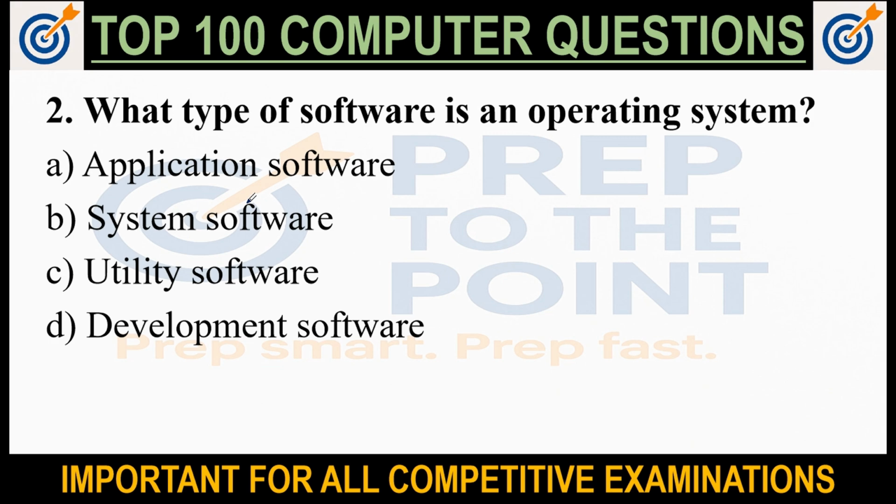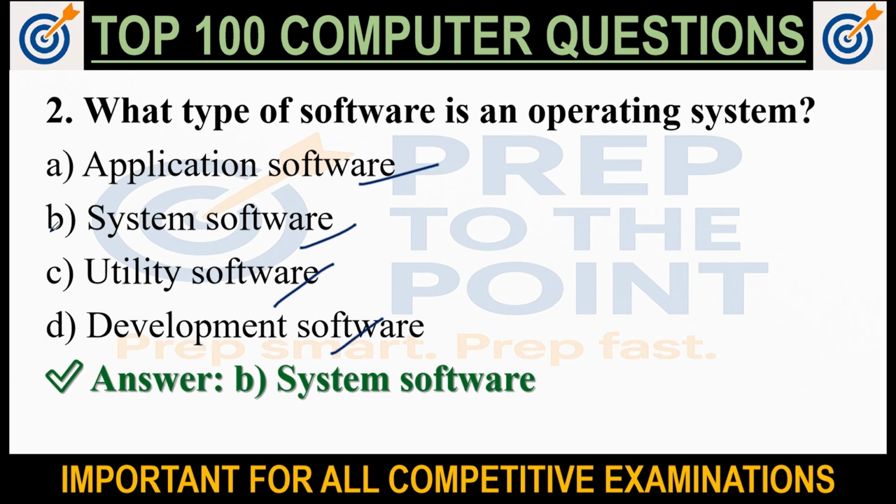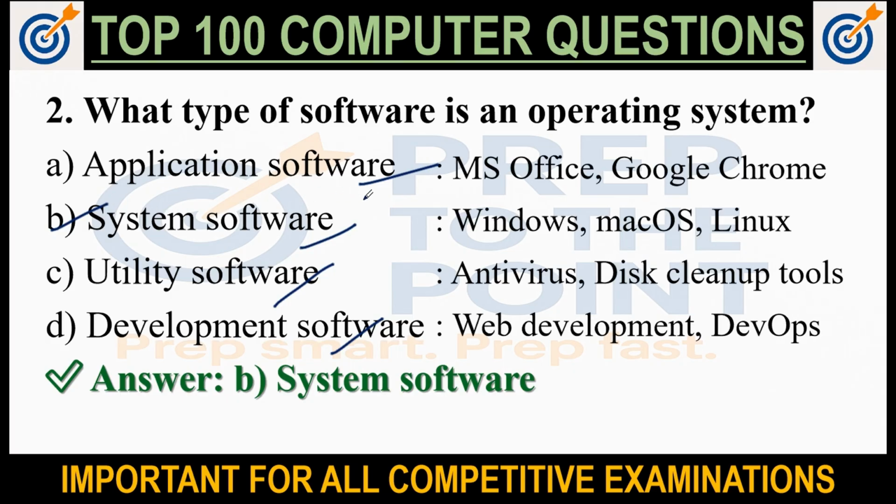What type of software is an operating system? Application software, system software, utility software, or development software? The answer is system software. MS Office and Google Chrome are application software. Windows, Mac OS, Linux are system software. Antivirus and disk cleanup tools are utility software. Web development and DevOps tools are development software.